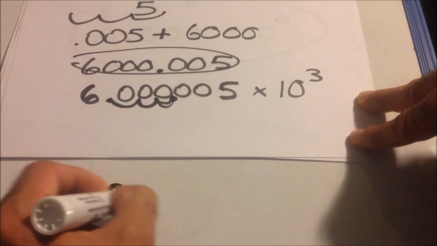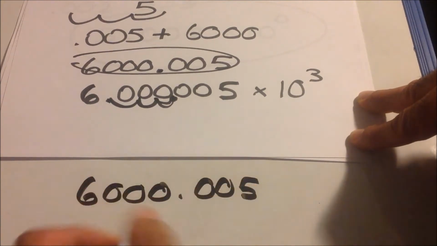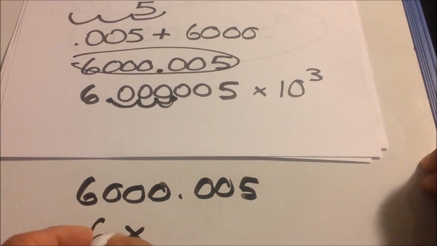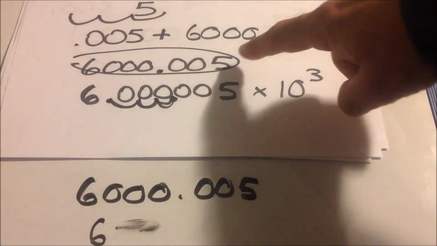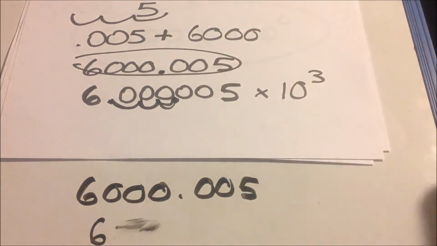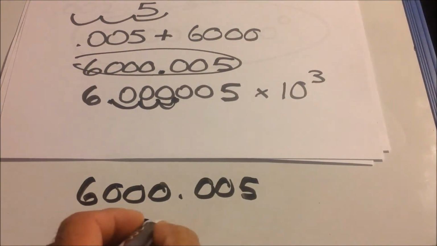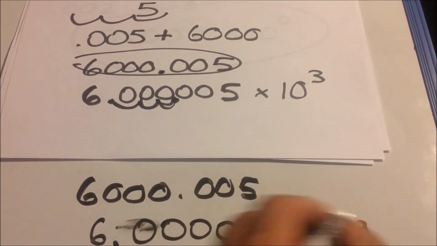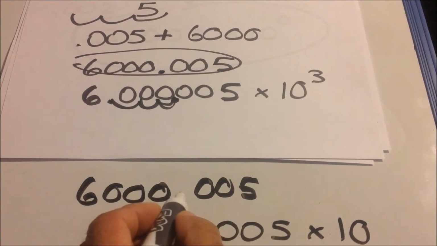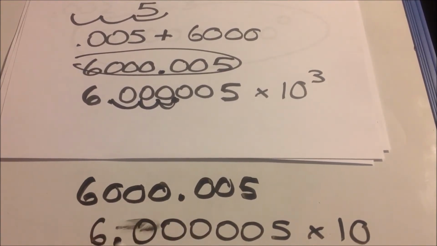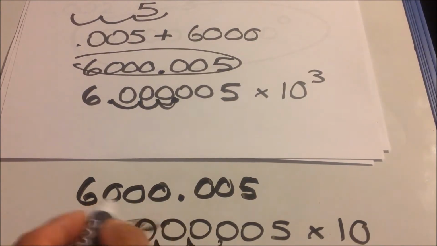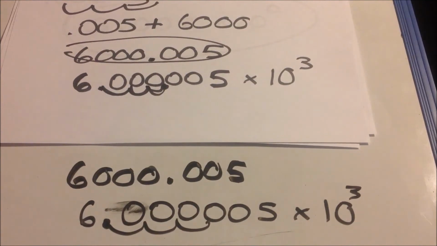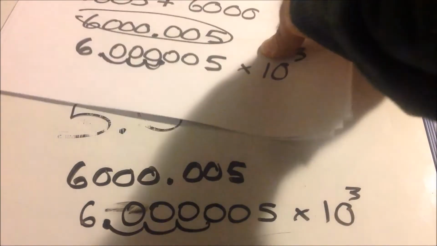So we had 6,000.005. In scientific notation, we use the first digit, and we have to put all the zeros because there's a 5 at the end. So it's going to be 6.000005 times 10. Now, we're here, but we want to get here. So we're 1, 2, 3 away, 3 zeros away. So it's 10 to the third power. Let's try one more.